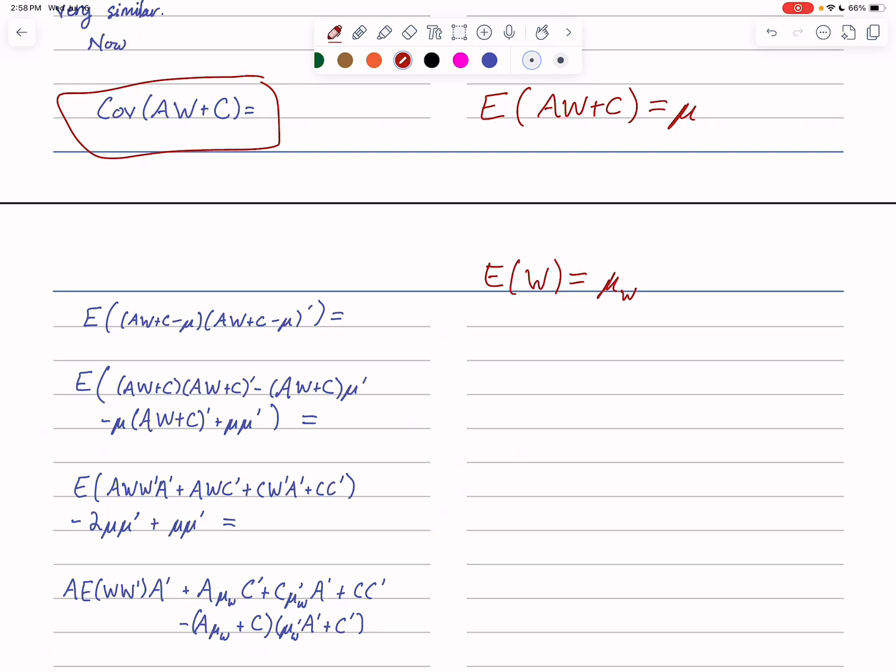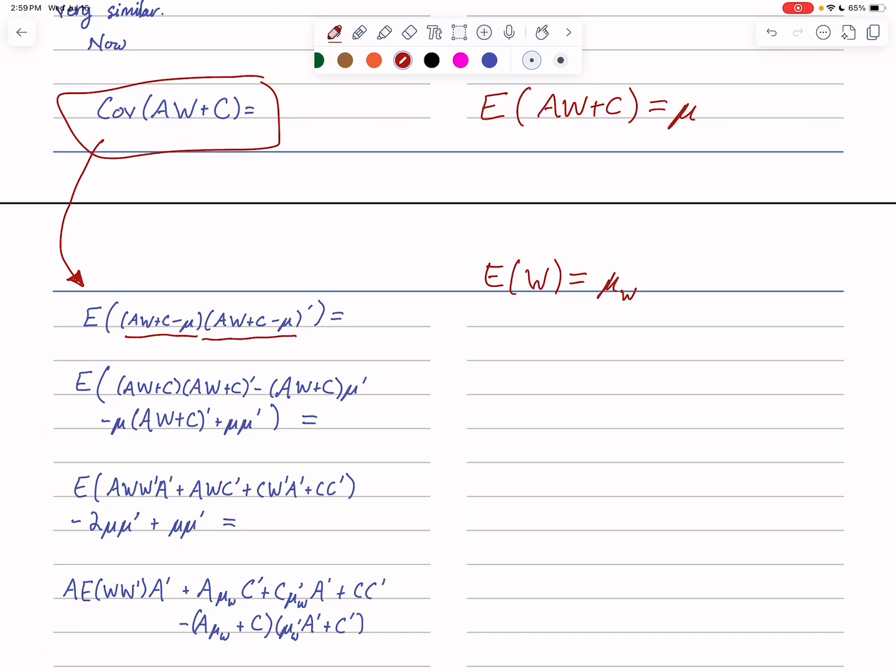Now, to make our first move, by definition, the covariance of any matrix is that matrix minus its expected value, which we agreed we would call mu, and then multiply by the transpose of the same thing. So that's what we have here. This is just by definition of the covariance.